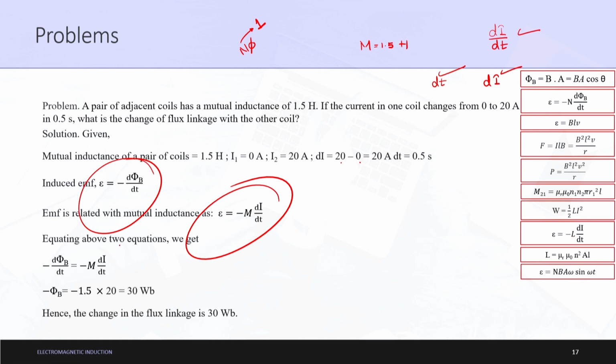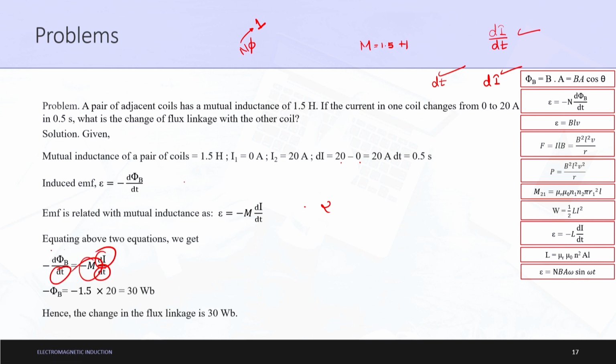Now, as the epsilon value is the same, using equation 1 and equation 2 we can equate both equations and write it as minus d phi by dt is equal to minus M di by dt. In this case dt is known to you, di is known to you, capital M is known to you, you just need to calculate d phi, and that is the question here. Mathematically, dt can also be cancelled here. So even if this 0.5 seconds was not given to you, there is no hesitation while solving this problem. So minus M, 1.5 is given to you and di is given to you, that means phi B is 30 Webers. The unit of magnetic flux is nothing but Weber. Hence the change in flux linkage is 30 Webers.